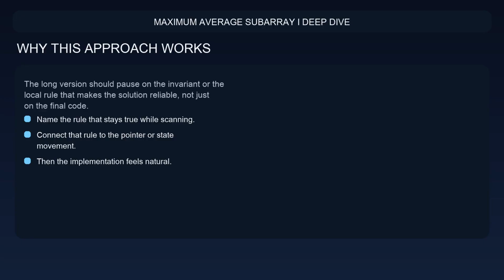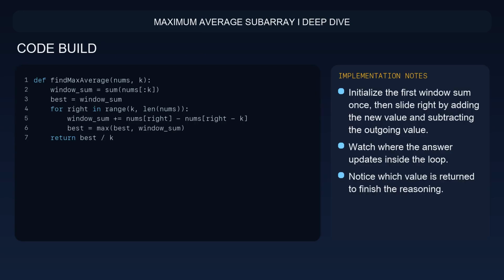For the deeper version, the important thing is not more code first. It is naming the invariant that makes every local move safe. The long version should pause on the invariant or the local rule that makes the solution reliable, not just on the final code. So in practice, name the rule that stays true while scanning, connect that rule to the pointer or state movement, and then the implementation feels natural. Initialize the first window sum once, then slide right by adding the new value and subtracting the outgoing value.